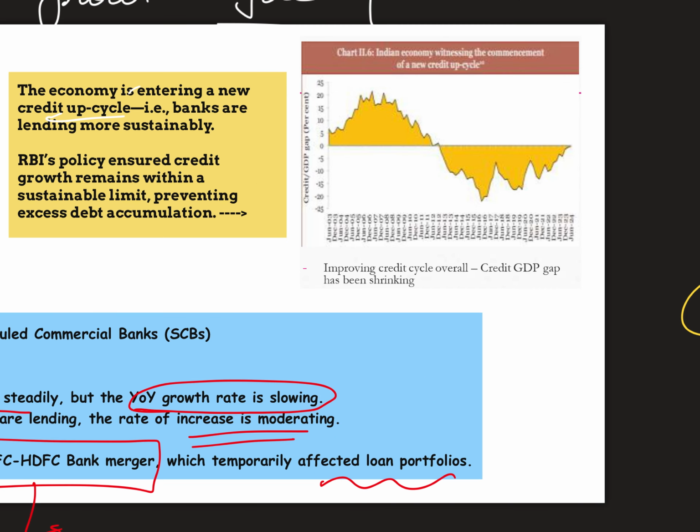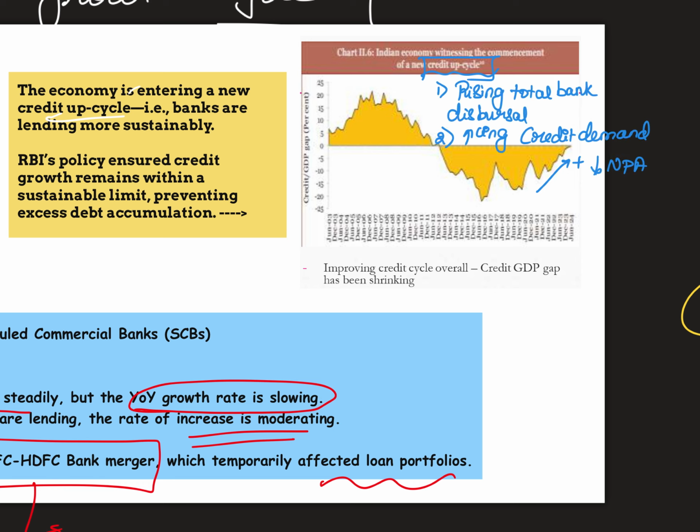Now take a look at this chart. The Indian economy is witnessing the commencement of a new credit up cycle. Now what does this mean? We have already discussed what a credit up cycle means. It should be sustainable. You can see here it is increasing sustainably. Two important points. What do we mean by credit up cycle here?